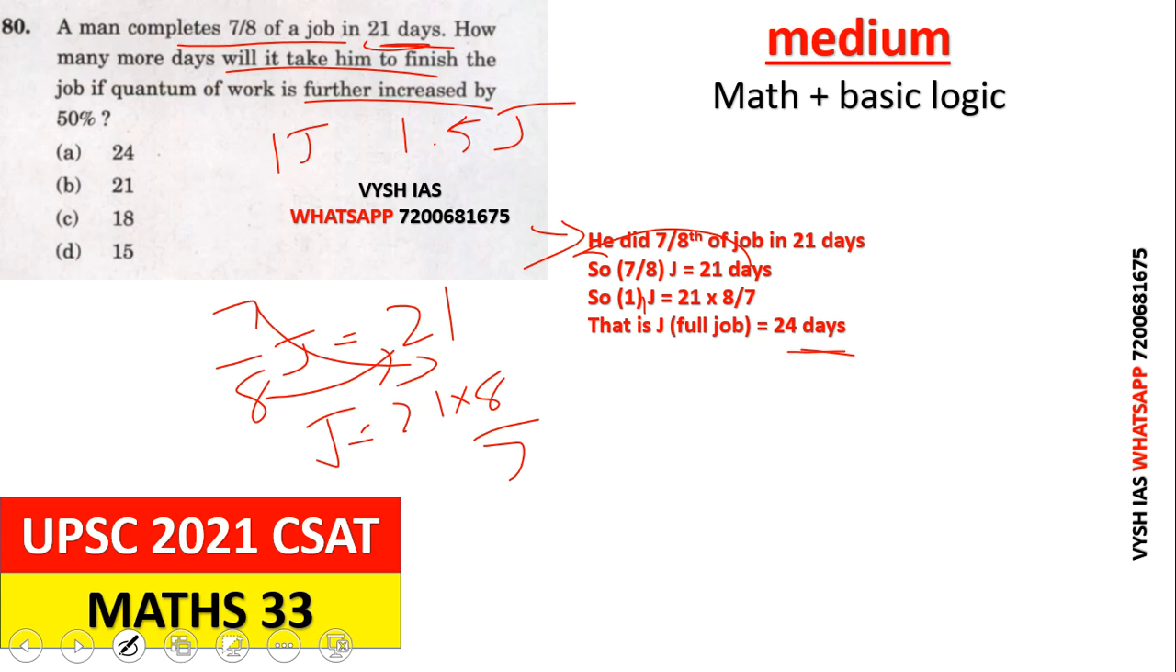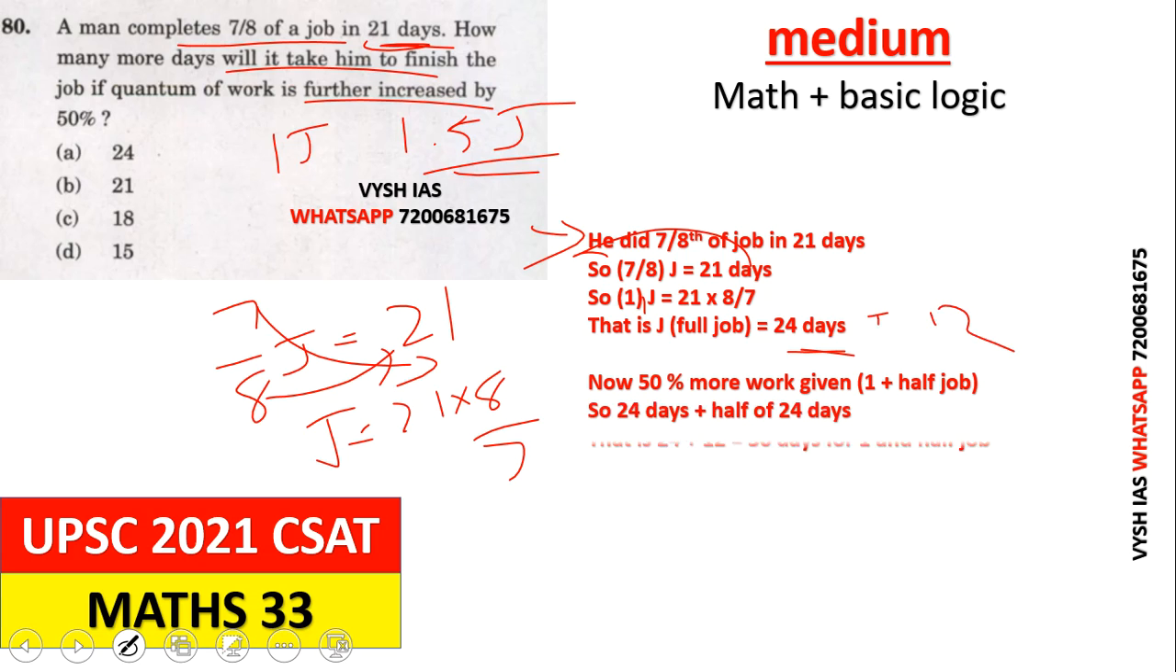But the question is not one full job. The question is asking for 1.5 job. So for the extra 0.5 job, what does he need? 1 plus half job means 24 days plus another half of 24. He will take 24 plus 12 days. 24 plus 12 is 36 days for 1.5 job.